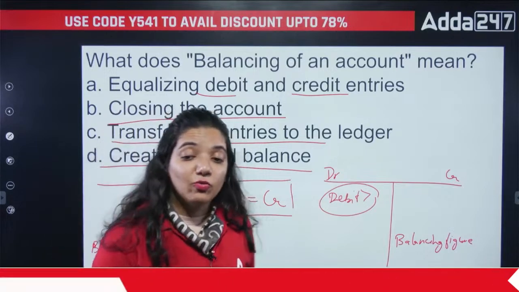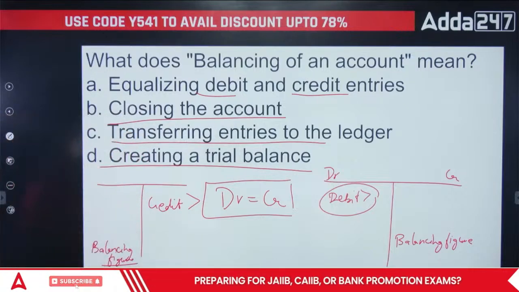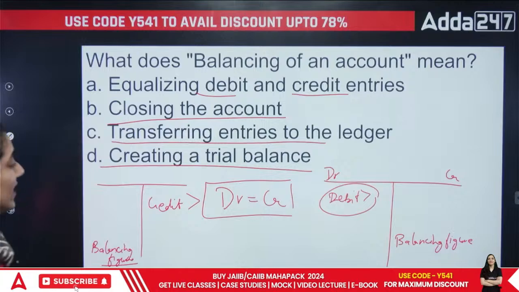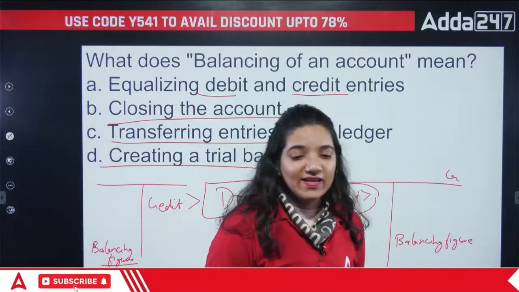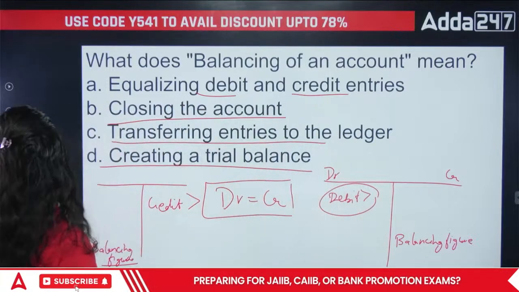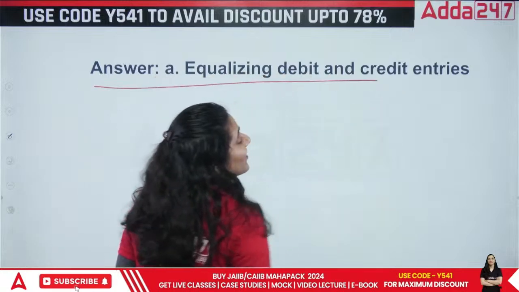So what do they do? What does the balancing of account mean? The balancing of account is equalizing the debit and the credit entries. You are not doing anything else, you are just equalizing this specific area. Then the answer is equalizing the debit and the credit entries.